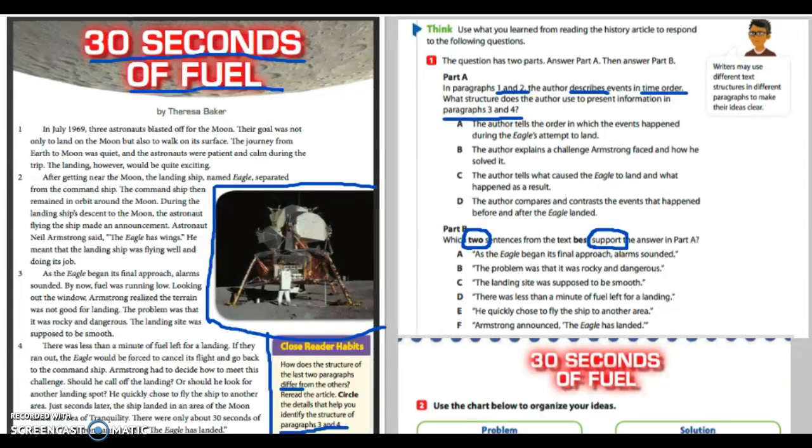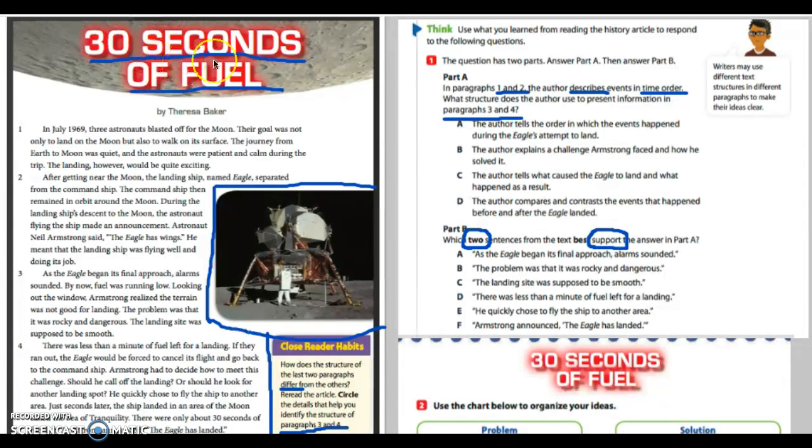Armstrong had to decide how to meet his challenge. Should he call off the landing, or should he look for another landing spot? He quickly chose to fly the ship to another area. Just seconds later, the ship landed in an area of the moon called the Sea of Tranquility. There were only about 30 seconds of fuel left. Armstrong announced, "The Eagle has landed."